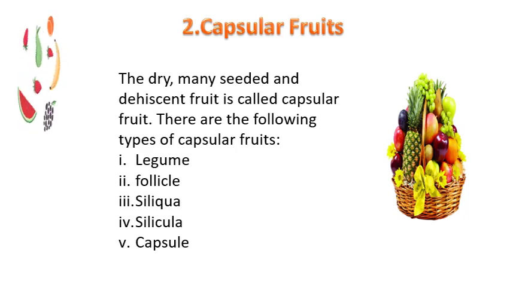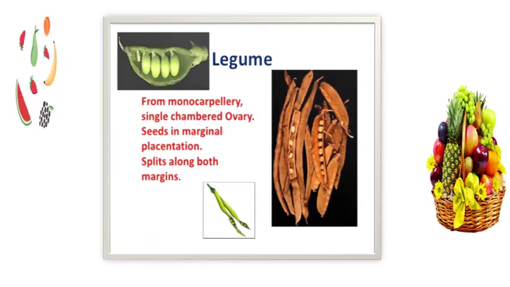The first one is legume, the second one is follicle, the third one is silica, and the last one is capsule. So we discuss it one by one. So first we have a legume.